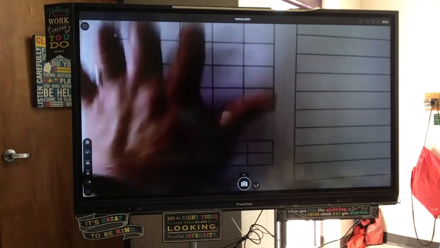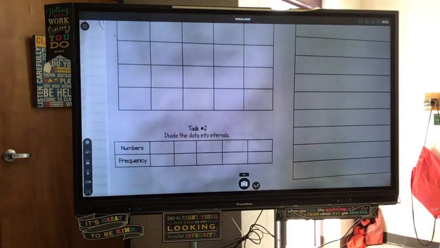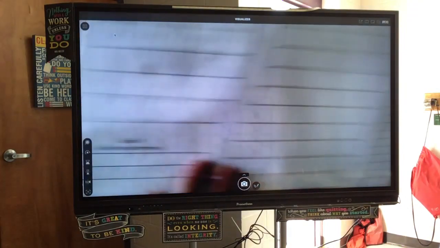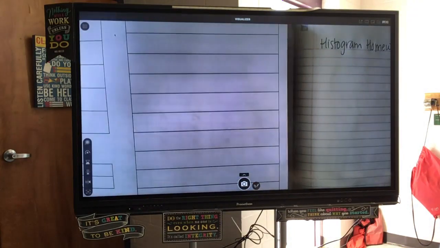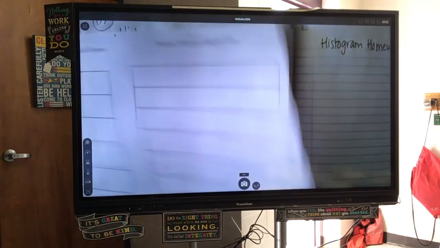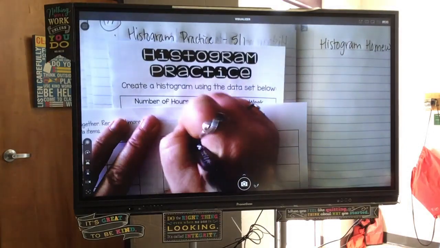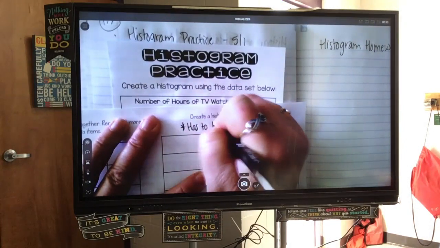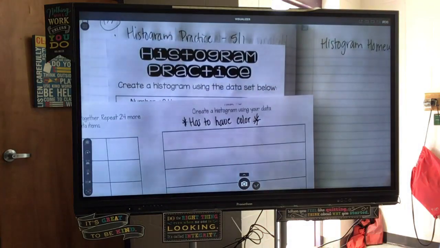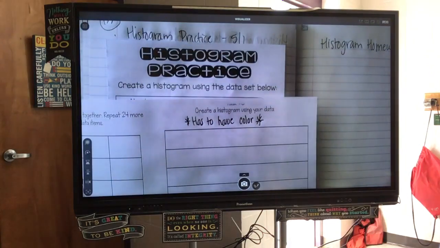Then, down here, you have to figure out your intervals. So like, depending on what your data looks like, will determine what your intervals are going to be down here. Then you're going to go through and find your frequency, and then over here, you're going to create your histogram. Does that make sense? Histogram has to have color. So please make sure that you add color to it. Questions about your homework? Okay. As soon as you get your dice, go ahead and start.